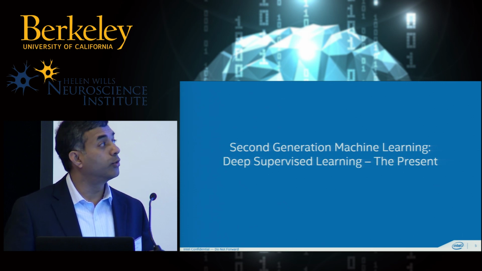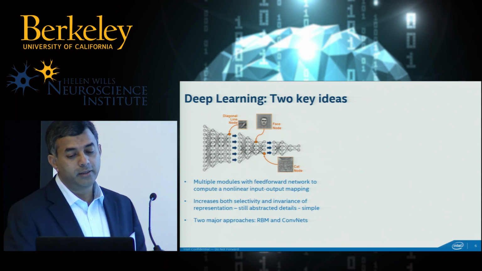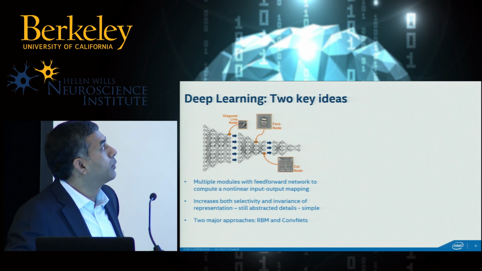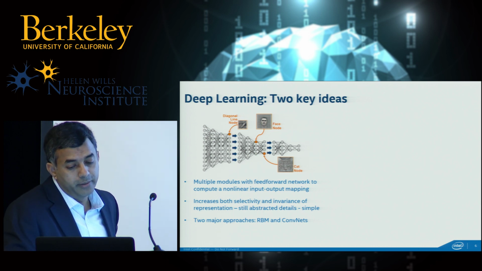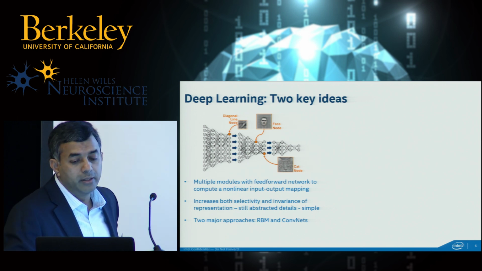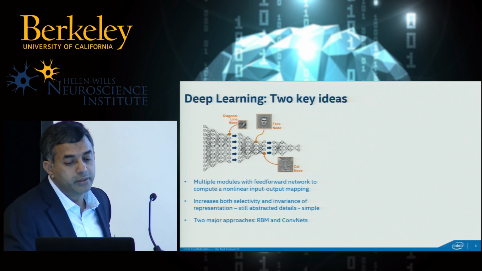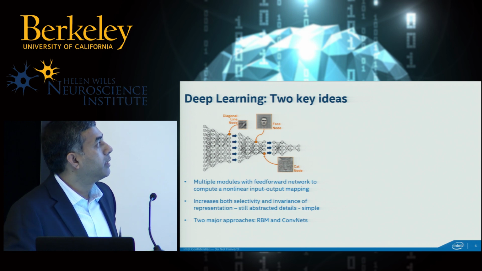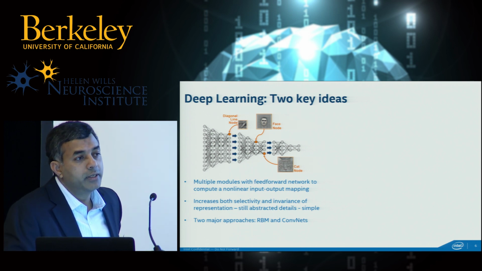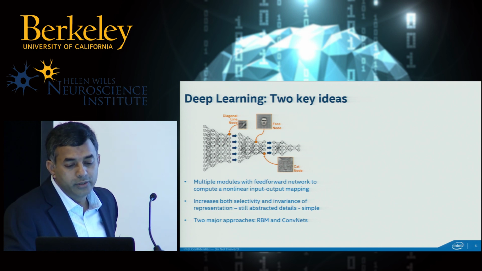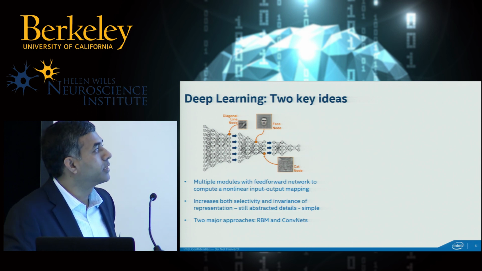Now, the present. So we're talking about deep supervised learning ideas. The idea is that you have multiple modules in a feed-forward network to compute a nonlinear input-output mapping. If you can allow many layers and many neurons to process information, still in a feed-forward manner, then the hope is that you would get increased selectivity and invariance to representation. So it still abstracts details away. I mean, we heard Christoph's talk yesterday as to the level of complexity in the neural system.